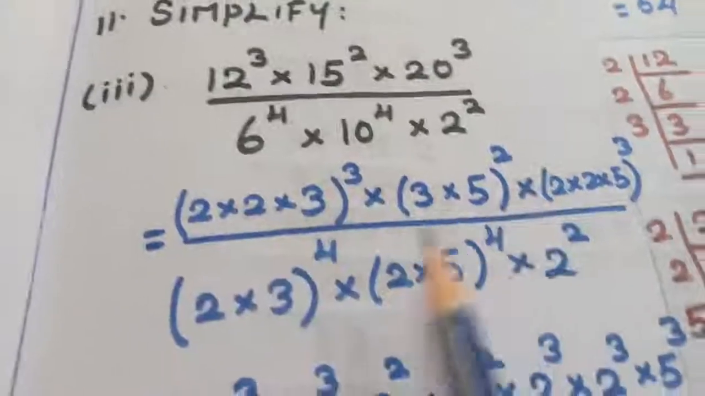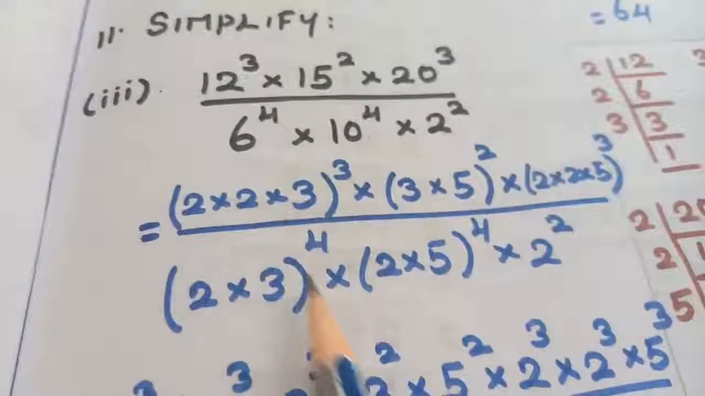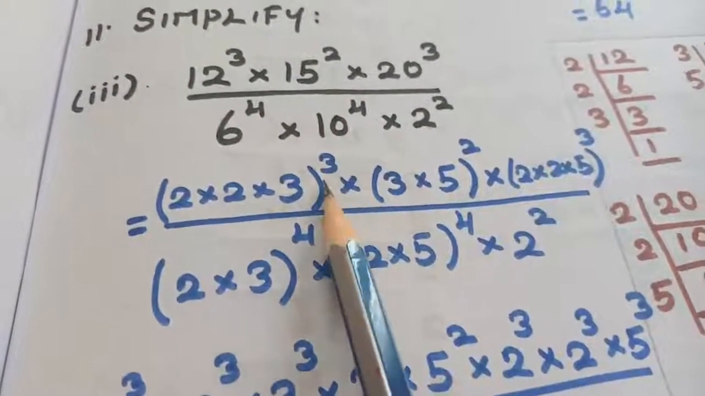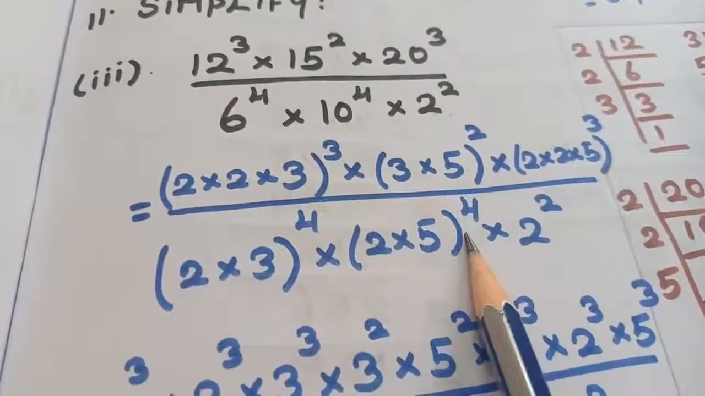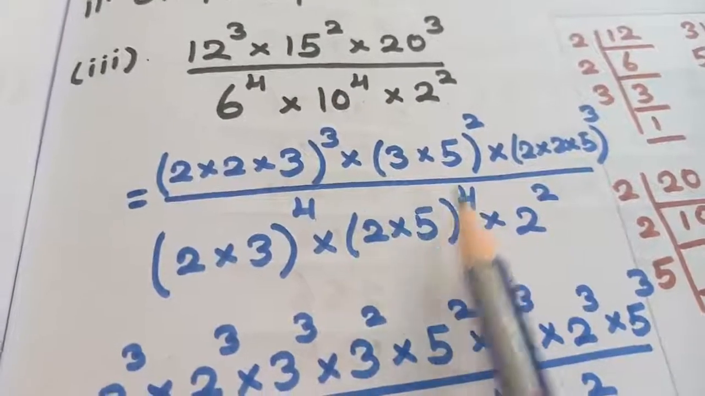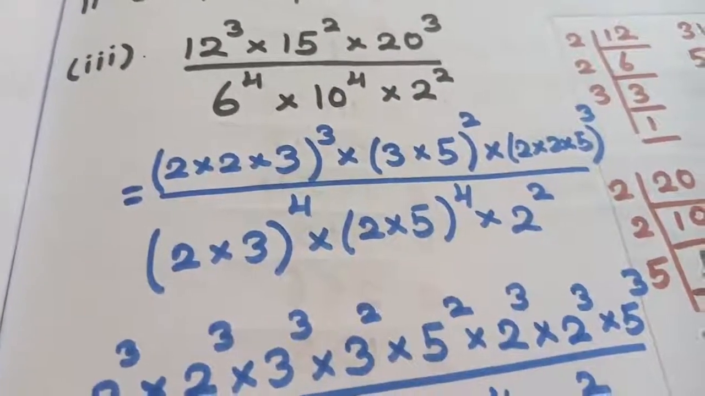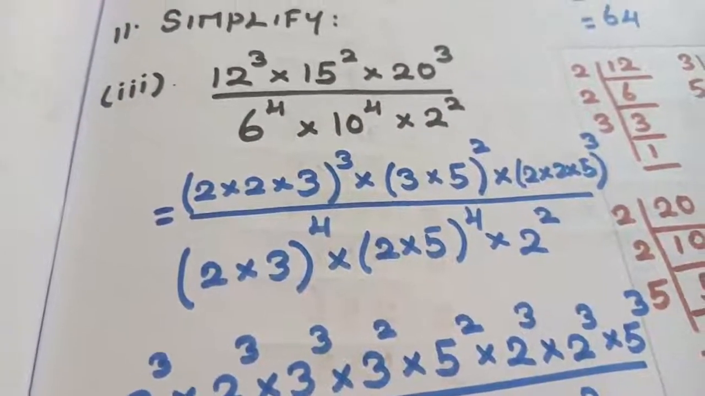12, 15, 20, 6, 10. Convert these into prime numbers. After converting, see the powers how I am writing here. All these numbers I am writing in the form of power. I am not disturbing the power. Then you are going to multiply the power inside and complete the calculation using laws of exponent.